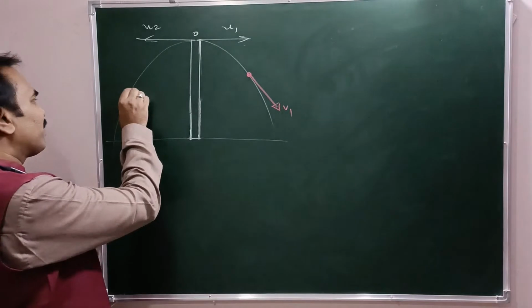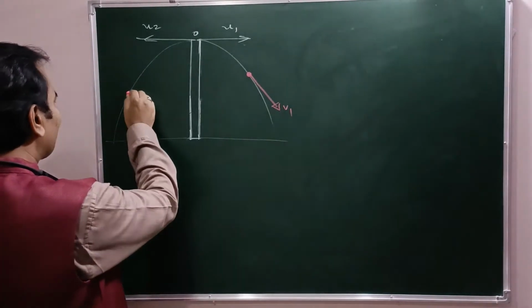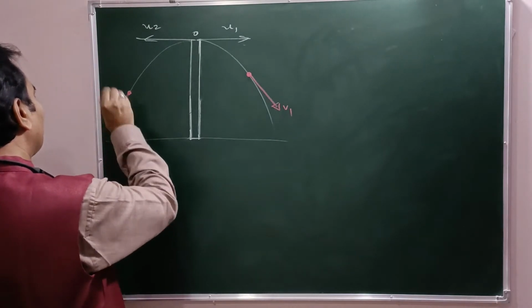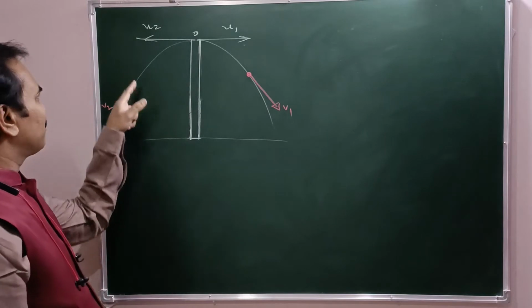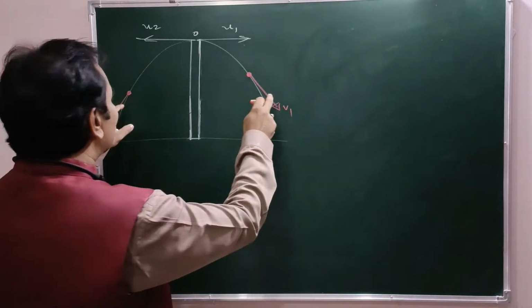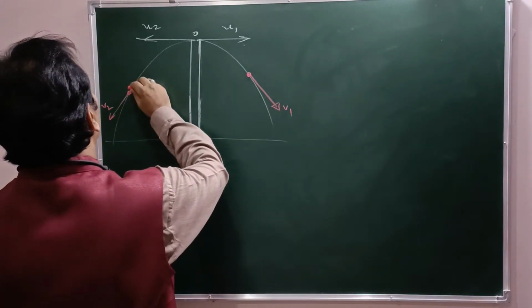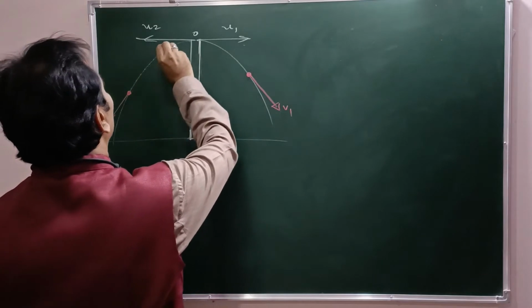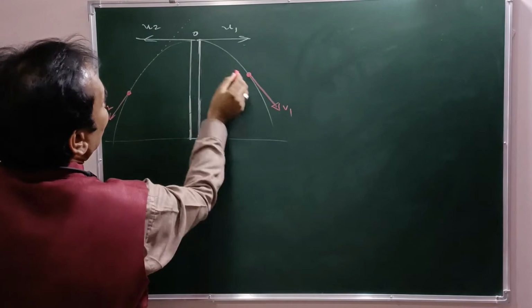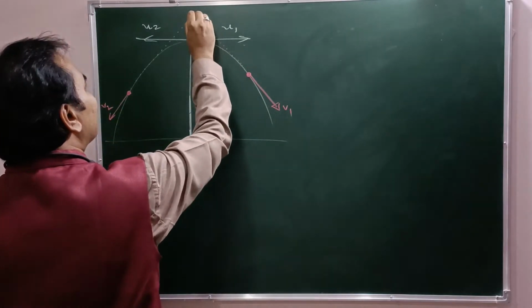So this is the position for that particle. Now this is the instantaneous velocity. Let it be V2. V2 is the instantaneous velocity for this projectile. Now I am extending these two velocity vectors. They are produced backwards like that. So this is also extended like that, such that they meet somewhere here.